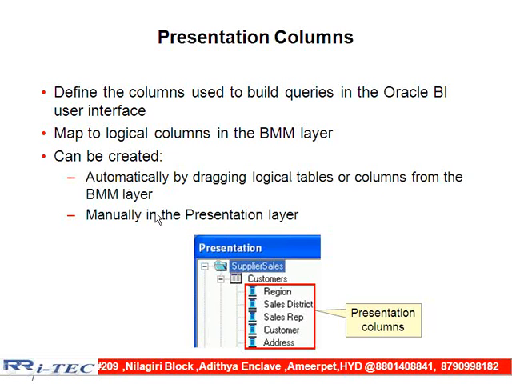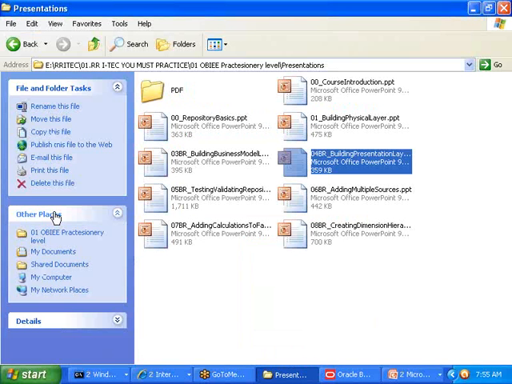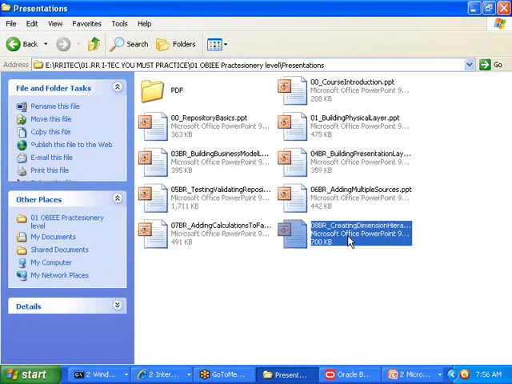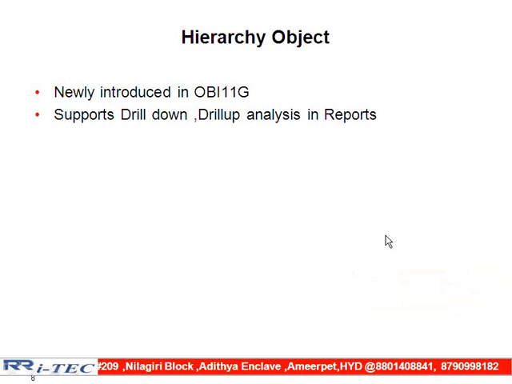Automatically we can create it, or manually in the presentation layer. But normally we won't use this manual process. Always we'll go forward with drag and drop from the BMM layer only. Okay, next point. Hierarchy object is newly introduced in OBIEE 11G, supports drill down, drill up analysis reports. I would like to cover this more clearly when I do the 8th chapter, creating dimensional hierarchy. Till that point of time, remember this is a new object available in the presentation layer.